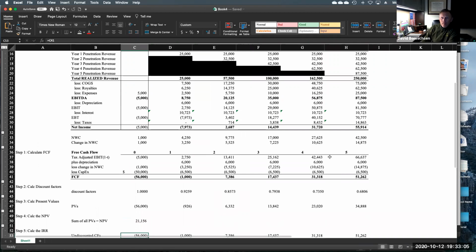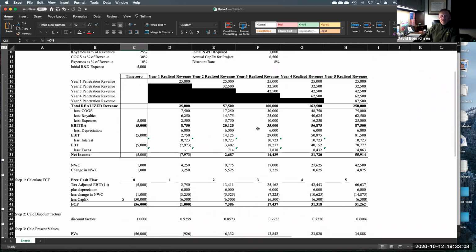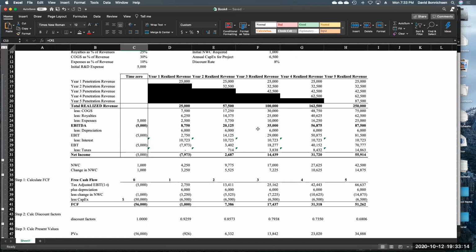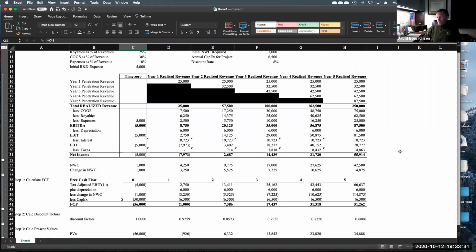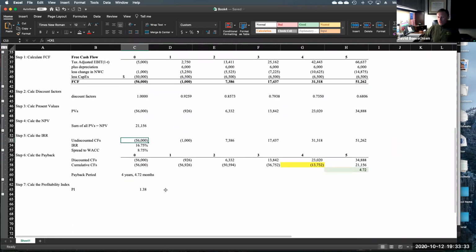Okay, so what we're talking about here is the simplest, most defined way to go about creating a discounted cash flow analysis in order to select one project that's going to receive your capital allocation based upon a collection of mutually exclusive projects. So there we are.